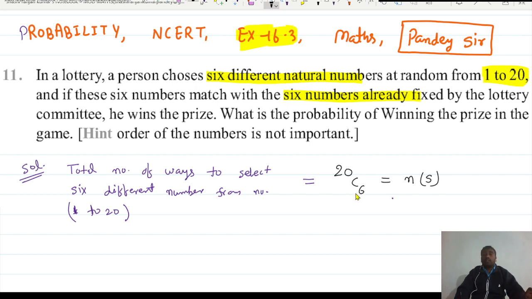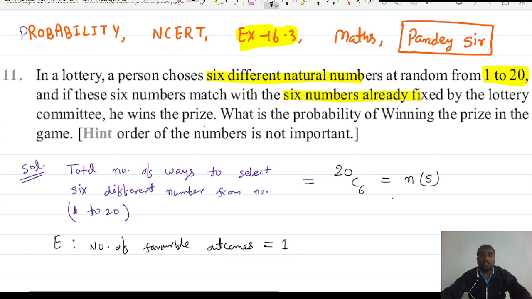that 6-number set, whatever is fixed, is only one way. Let us suppose the fixed numbers are something like 2, 4, 5, 6, 7. So those are the fixed numbers. If one gets them, then he will win the prize. So the number of favorable outcomes, let us write E: whatever is fixed by the lottery committee, that is only one way. Once they fix it, they are not going to change it. So that is fixed, only one way.